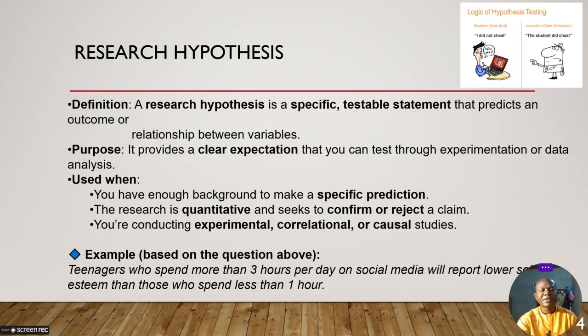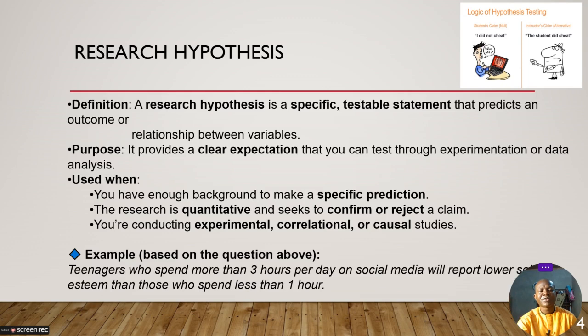Now, on the other hand, the research hypothesis is a specific, testable statement that actually predicts an outcome. It could be in terms of relationship between variables. Many a time when we use hypothesis, the idea is to compare variables or to determine the relationship between variables. And the purpose is to provide a clear expectation that can actually be tested through experimentation or even data analysis.